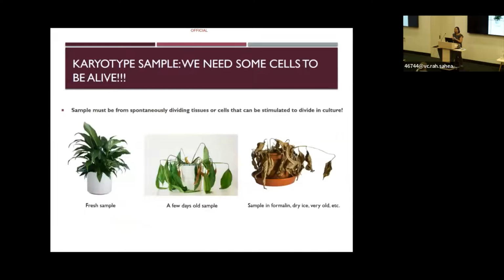I just want to talk about a karyotype. So the whole point of a karyotype is that we're looking at those chromosomes during mitosis when the cells are dividing. So for cells to divide, the sample has to be alive. There has to be some cells that are alive. So then we can see those cells in metaphase when they're most chunkiest. So if you send me a sample that's in formalin or dry ice, the sample is dead. We cannot do anything with that. So if you want a karyotype, please don't do that.